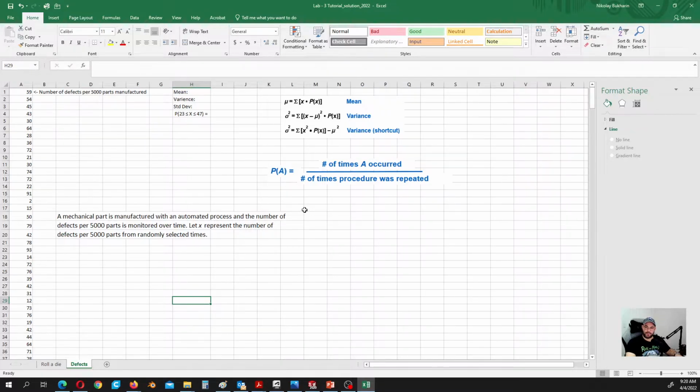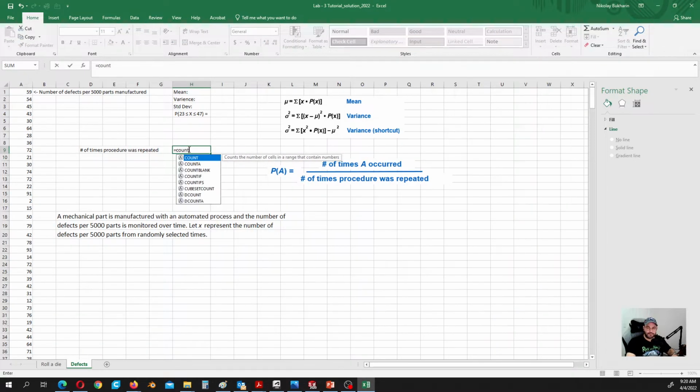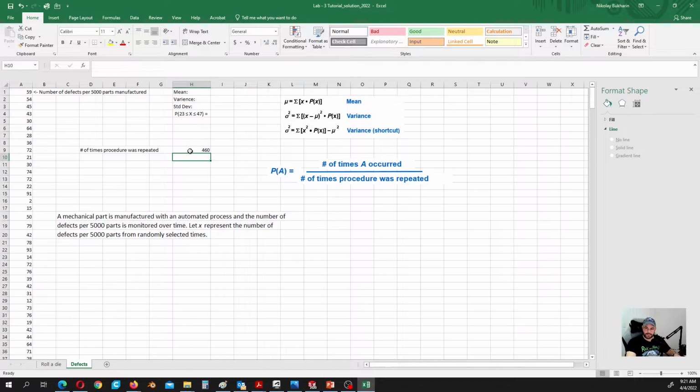The definition of probability which we are going to use is this one. That's number of times A occurred divided by number of times procedure was repeated. So let's see how many times procedure was repeated. Okay, we will just count everything here. 460 times. Let's calculate the minimum number of defects.